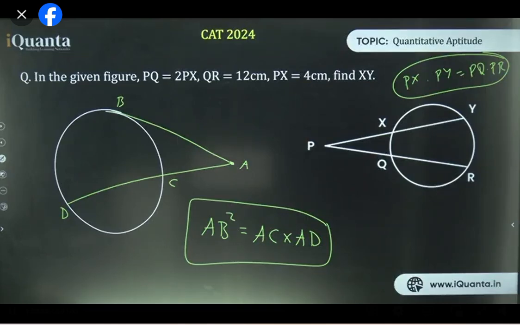Shubhangi, no, we didn't equate. It is just a property, Shubhangi. This question was given to explain the property. The property is written in front of you only. The two diagrams: in one diagram, AB is tangent. In the other diagram, PY is secant. That's it.